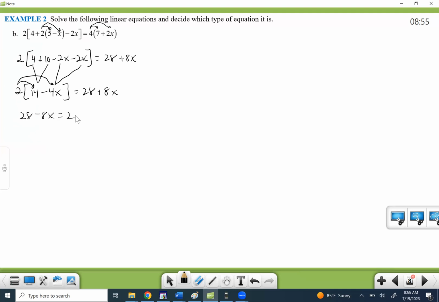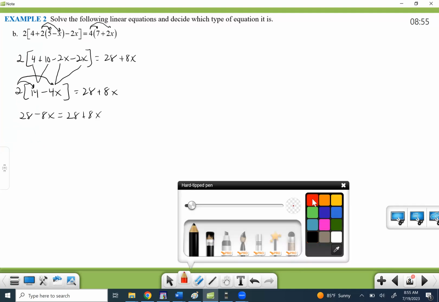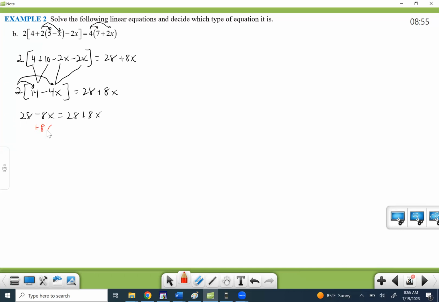Now let's stare at this. This is not an identity. They're not exactly the same. So we have variables on both sides. So we're going to move the smaller of the two. Well, the negative 8x is smaller. So we're going to do a plus 8x and a plus 8x to get 28 equals, these make 0. 8x plus 8x is 16x.